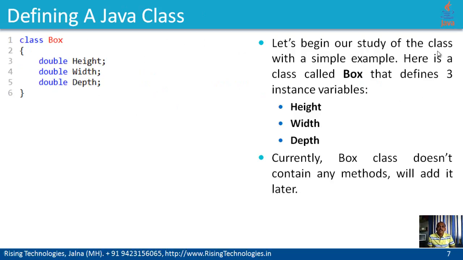Now let's have a look at a very simple class. Let's begin our study of the class with a simple example. I want to represent a programmatic object, and that object is going to have certain state of a box. So I'm going to create a class called box, and within this class I'm going to define three variables: height, width, and depth. Currently this class does not have any behavior or any method, but in later sessions we are going to add some behavior within this class. Now my class is ready.